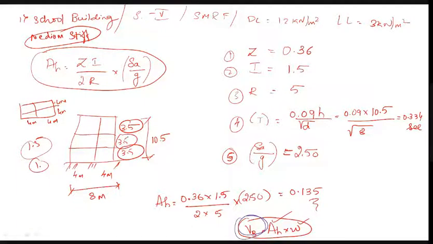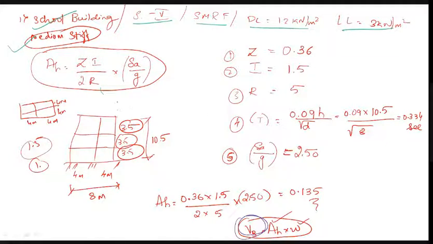While solving the numerical, the most important thing is that you have to read the question at least twice. In the question he says that the purpose of the building is a school building, and it is falling in zone number 5, and that it is a special moment resisting frame. The soil condition is medium stiff, and he has given the dead load and live load directly. If not, then we have to calculate the dead loads and live loads.